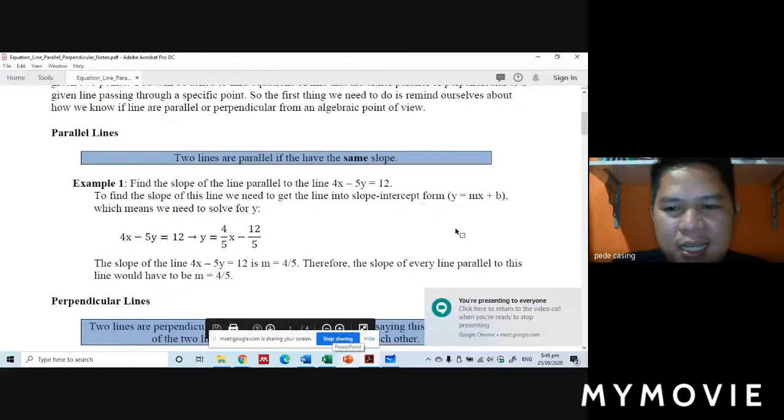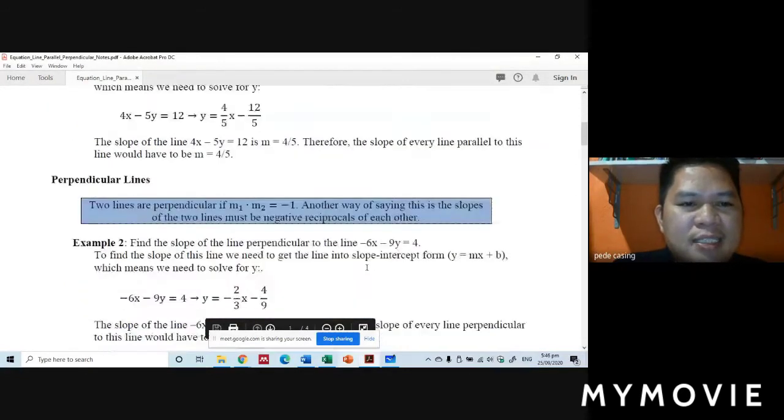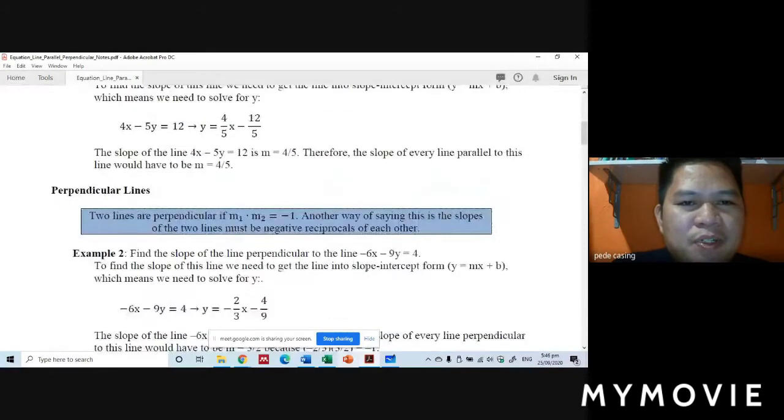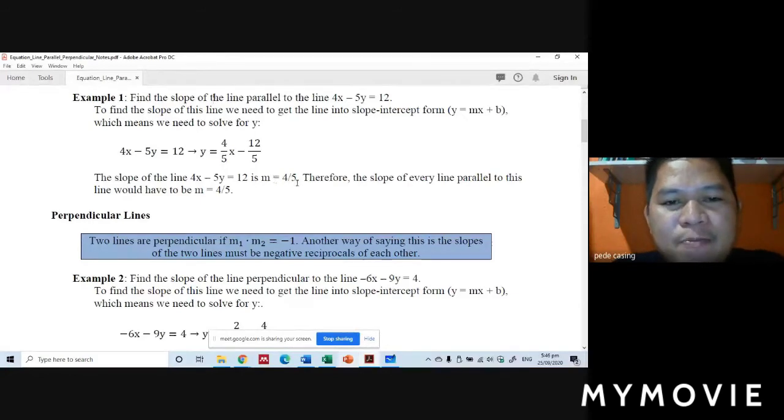I mean the second definition of our perpendicular. So what is perpendicular lines? So we are through with here. So correct ang atong answer no for the slope. Okay, the slope is 4 over 5. The slope of the line 4x minus 5y equals 12 is m equals 4 over 5.